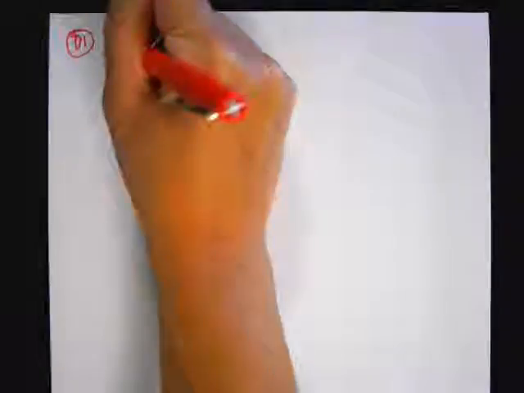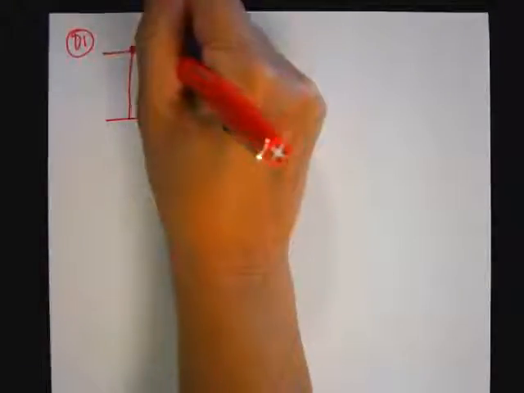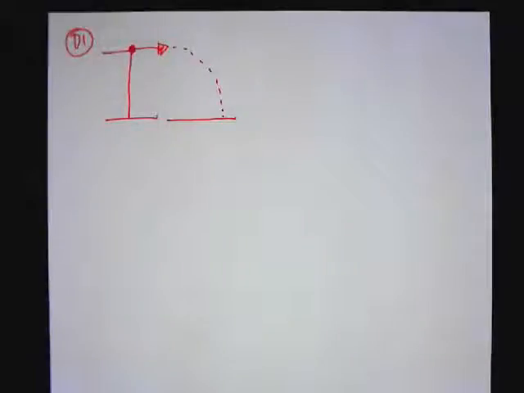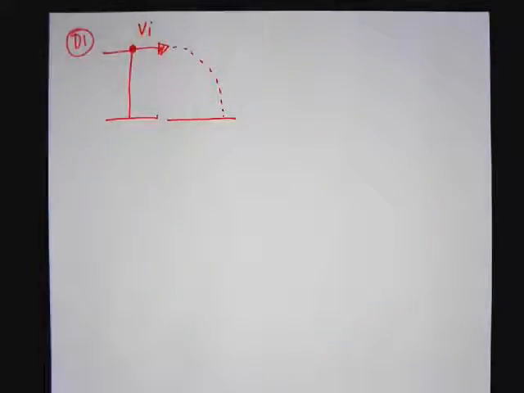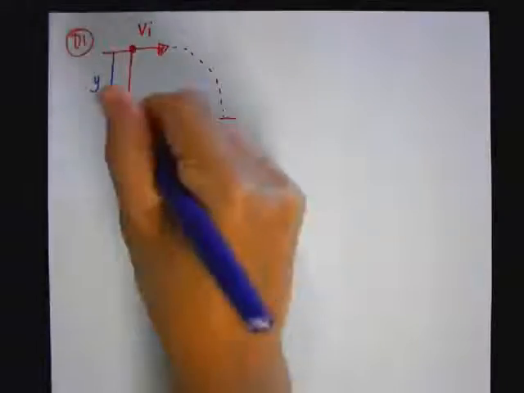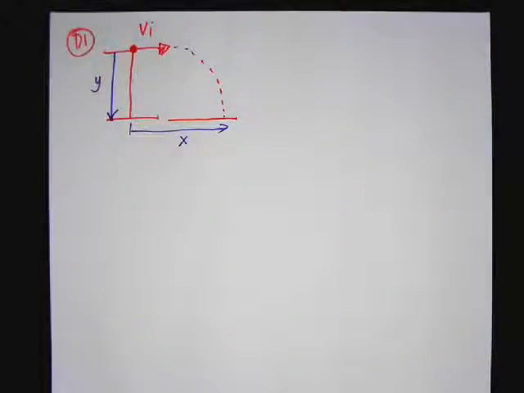So first of all, the first thing I have to do is draw my picture. So this is where the ball started, and it rolls off horizontally. So the path of the projectile is going to look like this. This is my initial velocity. Now, they tell me two things. They tell me how high this is, y, and then they tell me how far it rolls off the edge. What they don't tell me is my initial velocity. That's what I have to find.